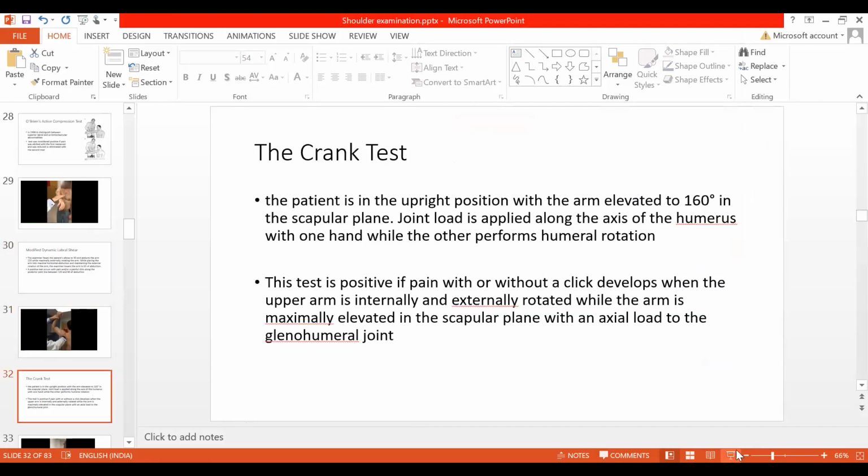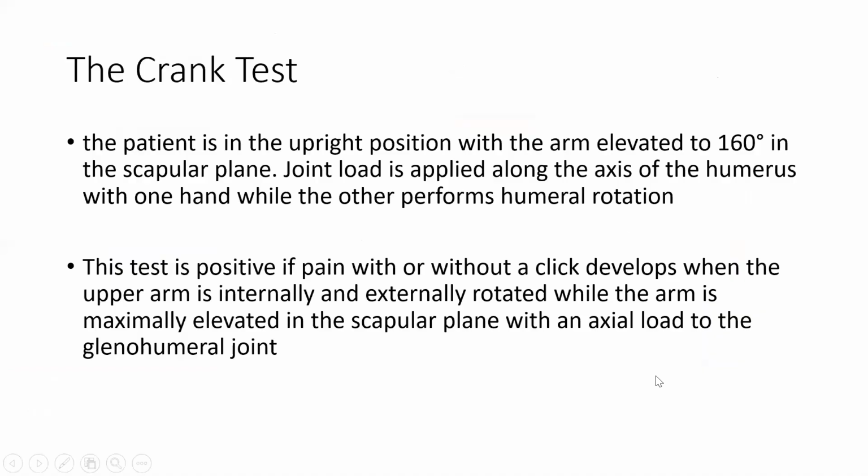Next is the crank test. This is again a test for the SLAP lesion. The patient is in upright position with the arm elevated to 160 degrees in the scapular plane. At that position, the joint load is applied along the axis of the humerus from one hand of the examiner, while the other hand performs the humeral rotation. So we are basically rotating the humeral head into the glenoid with a force applied along the long axis of the humerus, with the arm held in 160 degrees of elevation in the scapular plane. This test is positive if there is a click or when pain develops while we are doing external rotation and internal rotation.